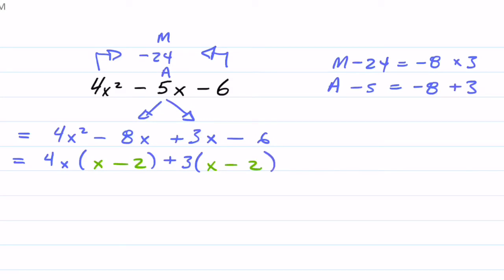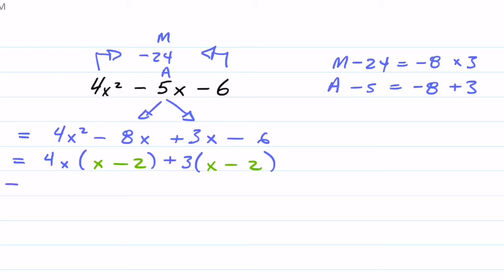So this is an important check with decomposition: the binomial factor inside those two sets of brackets, the two green ones, should both be the same. If they're not the same, you've made a mistake. Either the numbers you found for multiplying to negative 24 and adding to negative 5 weren't right, or you didn't factor out the GCF properly.